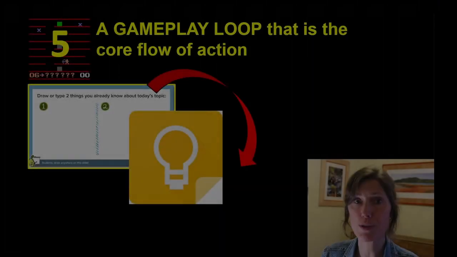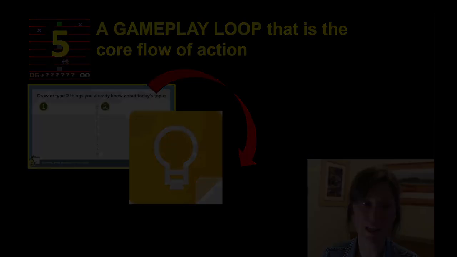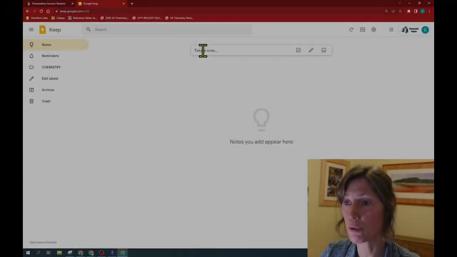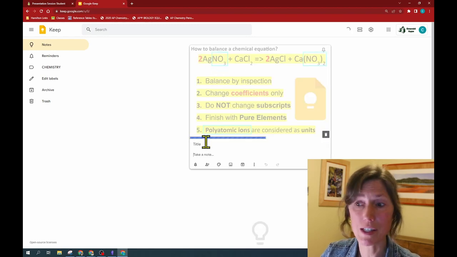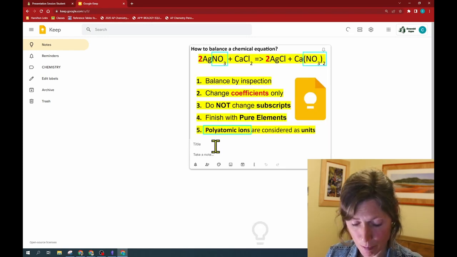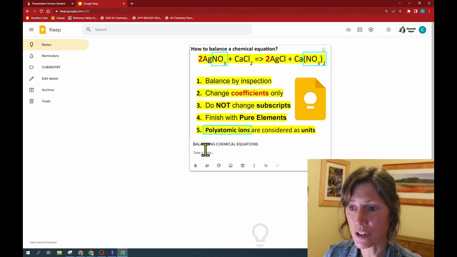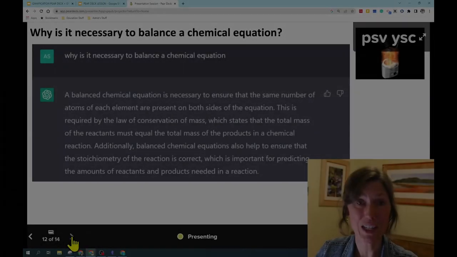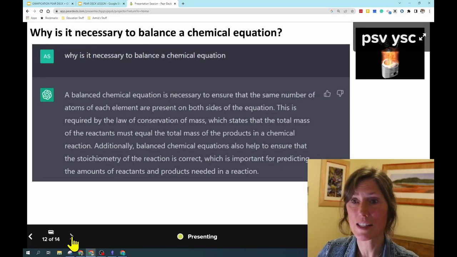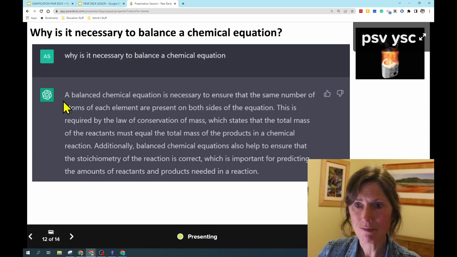I give my students a Google Keep prompt to capture the main concepts of the lesson. I'm going to go into the Google Keep note of this student, and I simply paste in that image. And this is all about balancing chemical equations. This really focuses on the how, and that brings us to the why. I actually asked ChatGPT, I asked the OpenAI artificial intelligence bot. And when I typed that in, here's what I got.